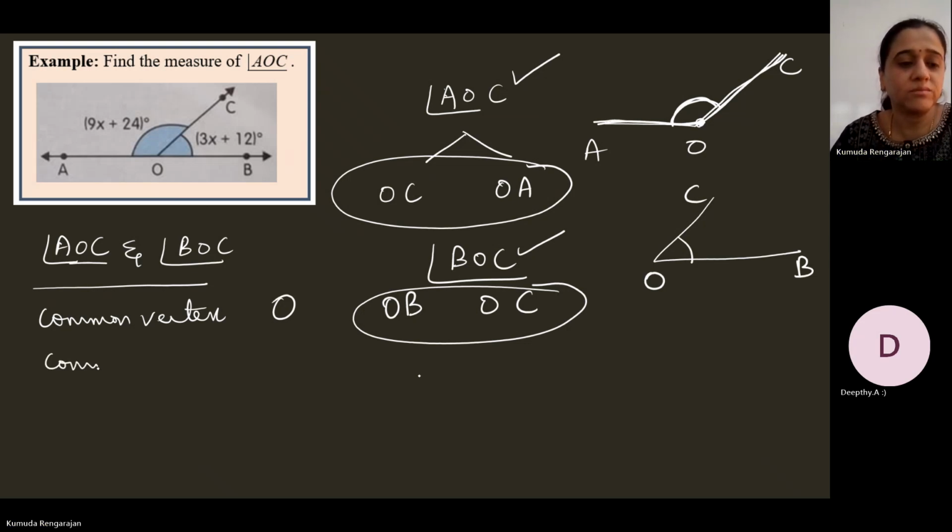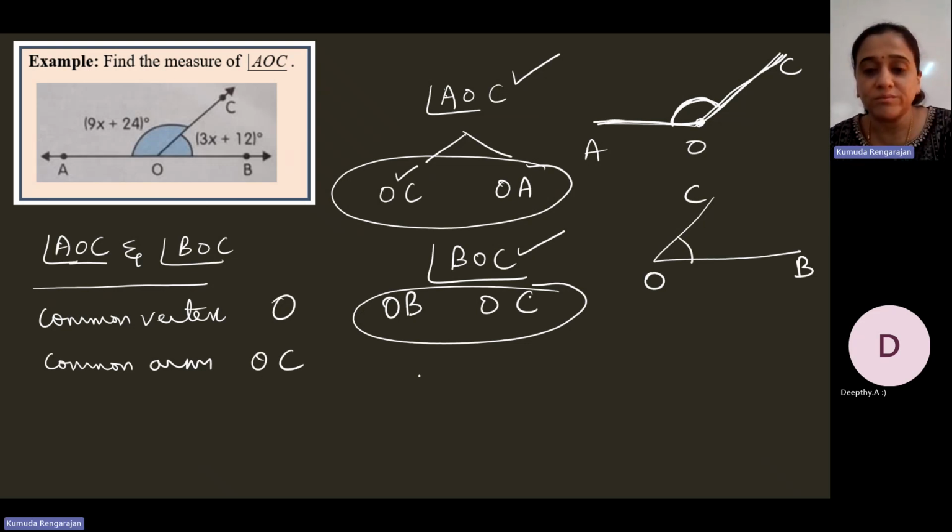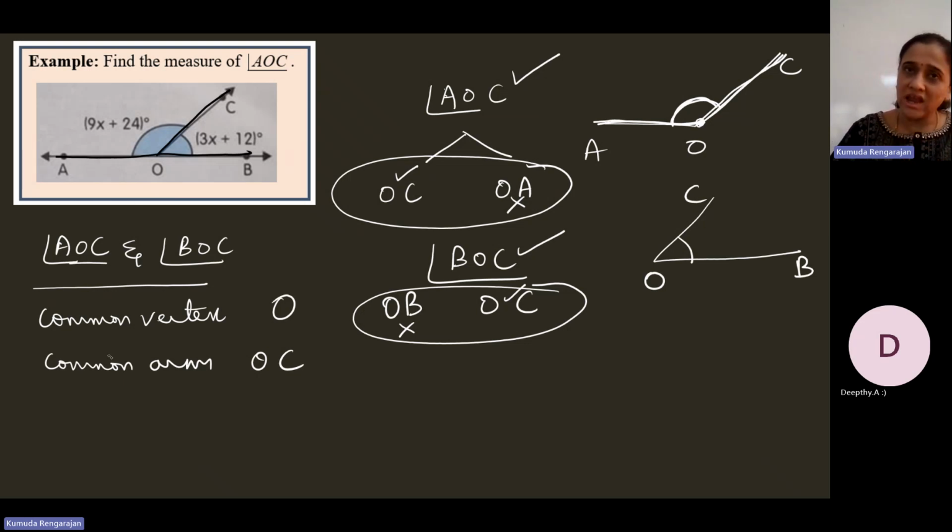So this is the common arm, OC. Which are the non-common arms? OB and OA. And see, OB and OA lie on either side of the common arm. OB lies, by this figure, to the right side of the common arm OC. The non-common arm OA lies to the left of the common arm OC. So they lie on either sides.